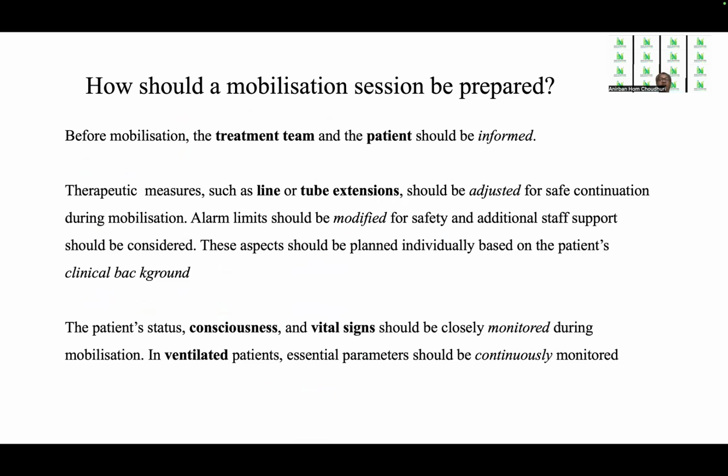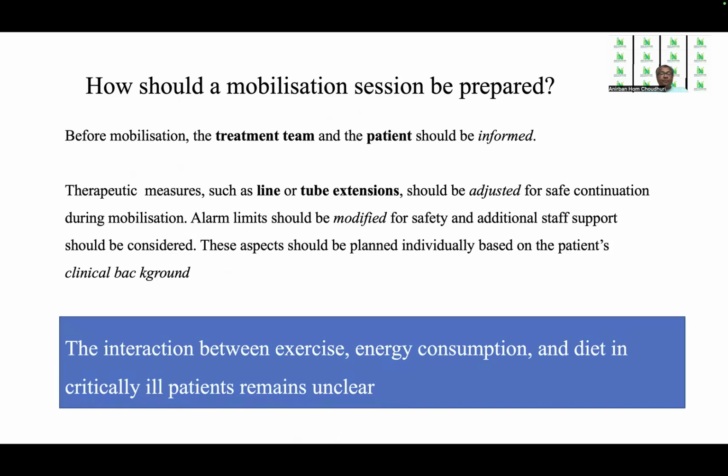How should a mobilization session be prepared? Before mobilization, the treatment team and patient should be informed, and therapeutic measures like lines, tubes, and extensions should be adjusted for safe continuation. Alarm limits should be modified for safety, and additional staff support should be considered. These aspects should be planned individually based on the patient's clinical background. Now, the patient's status, consciousness, and vital signs should be closely monitored during mobilization. In ventilated patients, essential parameters should be continuously monitored.